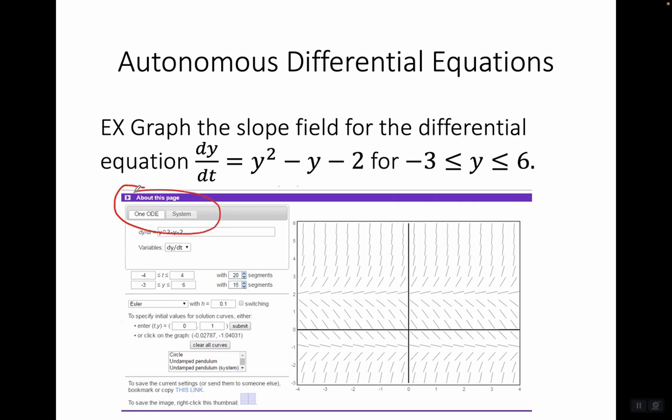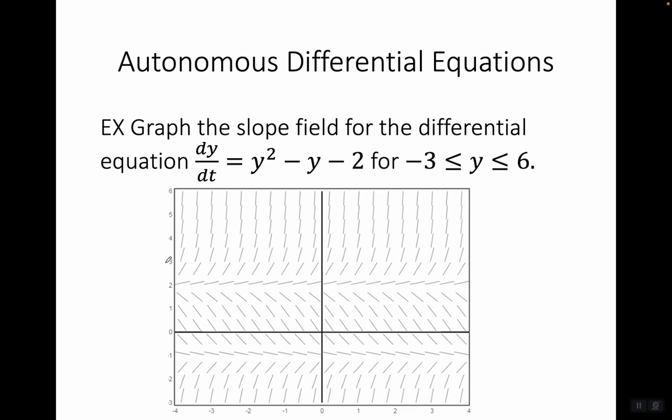So just enter "slope field generator" into a search engine like Google, and you'll end up with something like this. You enter this: y² − y − 2. You've got these bounds here. We end up with a graph that looks like this. If we zoom in, we end up with a graph that looks like this.